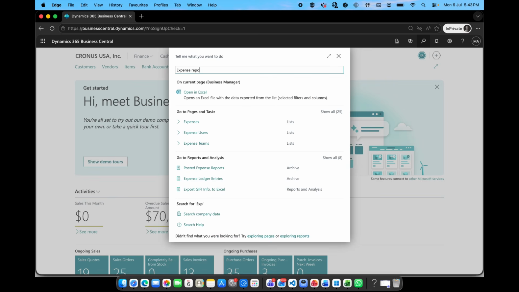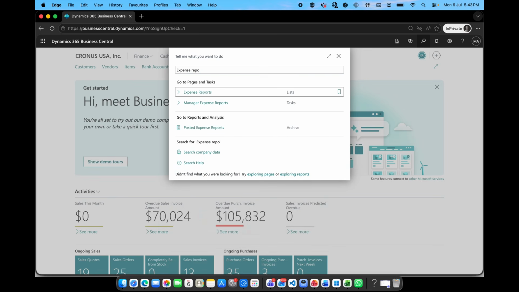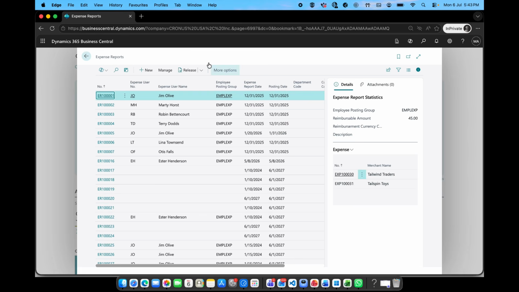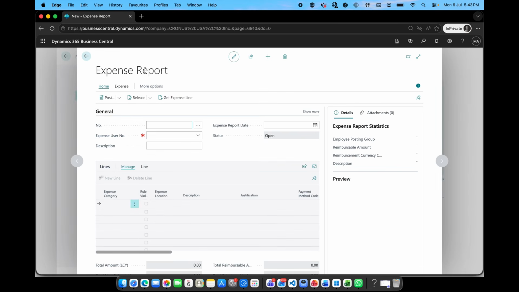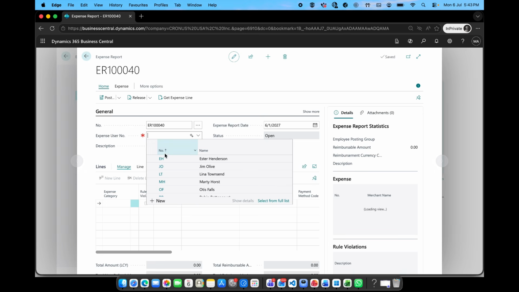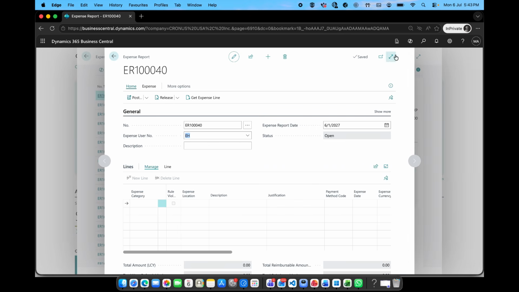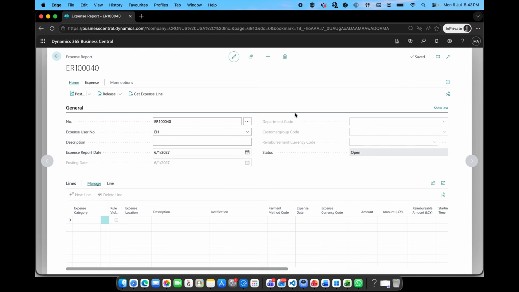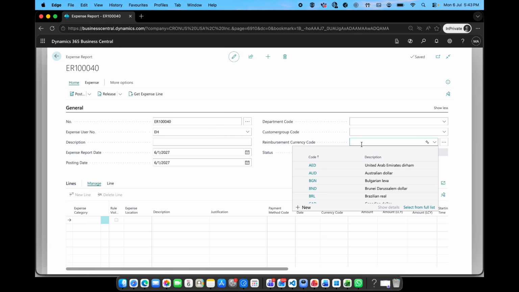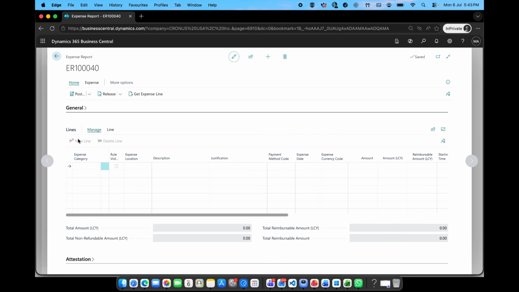So I go to my expense report, and I will try to file a new one. For now, at least, I'll keep my reimbursement currency here. That's a very important field. Till now, we were not using it at all because we were dealing with some straightforward examples, but this one is slightly complex. So I'll keep it blank for now.